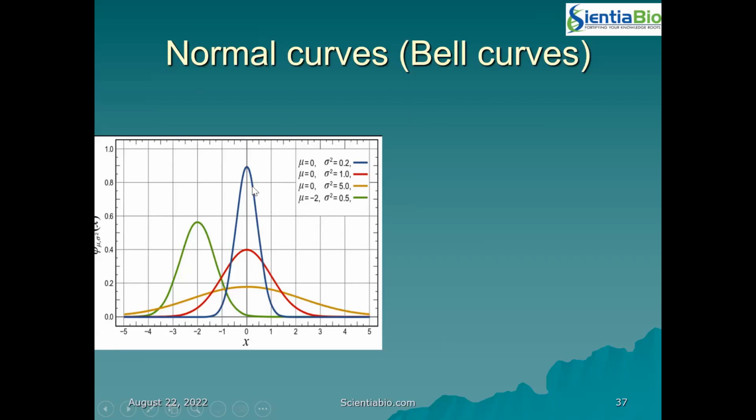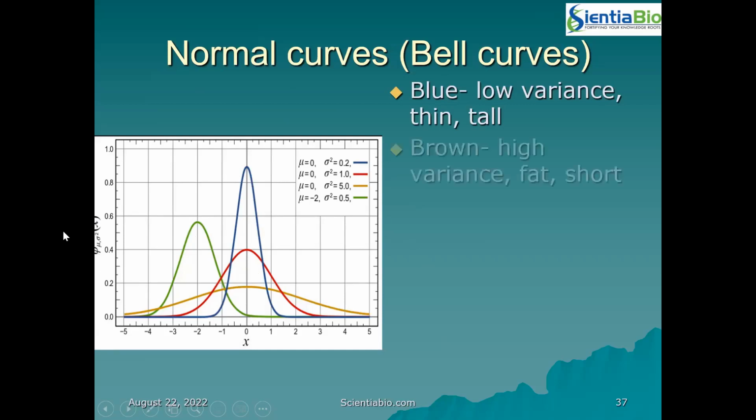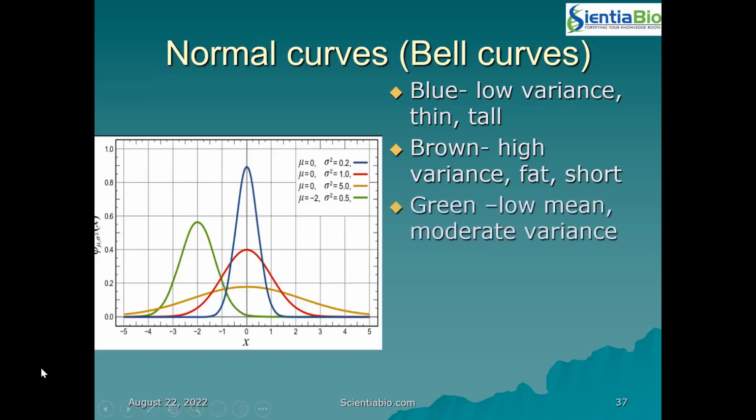So this blue fellow has very low variance. So it's a thin curve, it's a tall curve, and its mean, the center, is at 0. Whereas this brown fellow, its center is also at 0, but it's very spread out. So it's a very fat curve and a short one. What about this green fellow? The green fellow has a mean which is -2. So the mean is different. What about its variability? Its variability is more than this blue fellow, but less than this brown fellow. Okay.